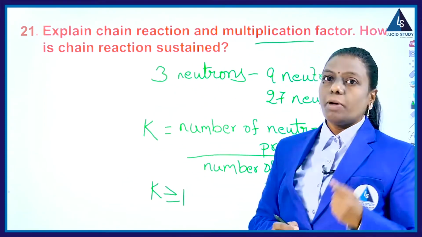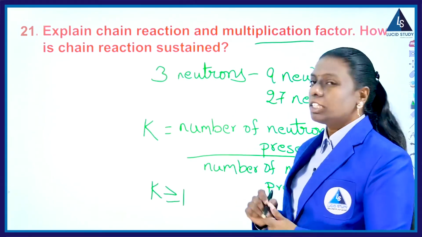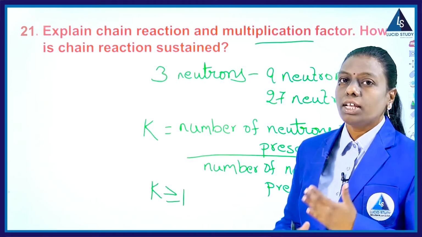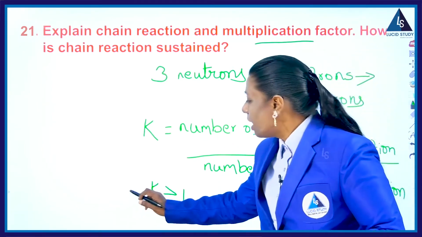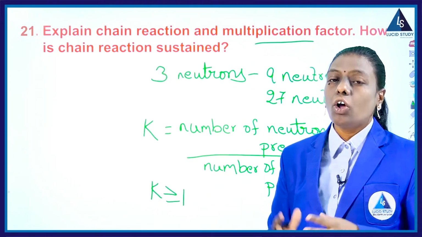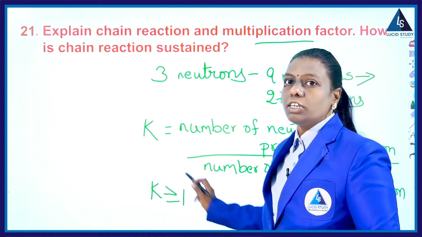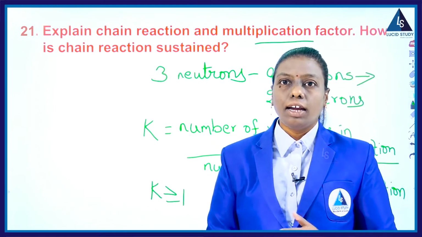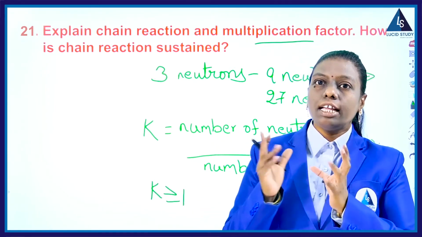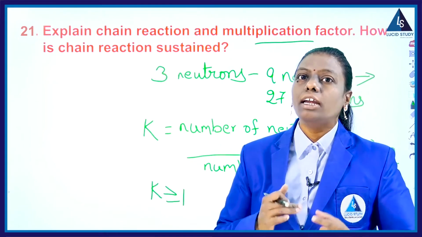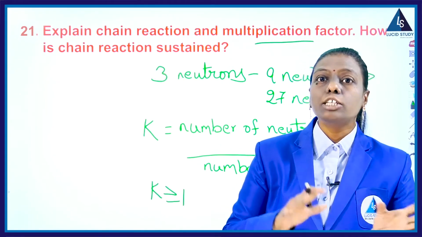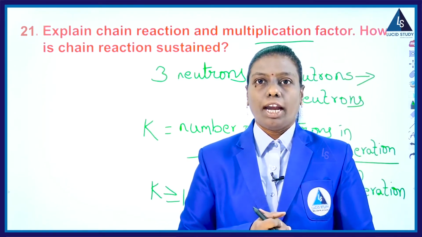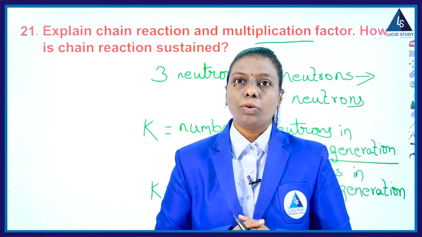Next we should discuss the multiplication factor. It is the ratio of the number of neutrons in the present generation to the number of neutrons in the previous generation. To start or sustain the chain reaction, the multiplication factor should be greater than or equal to 1, and the mass of the uranium should be greater than the critical mass. To start the reaction, at least 1 thermal neutron should be present. The fast moving neutrons should be converted into slow moving neutrons by passing them through the moderator. This you have to write.